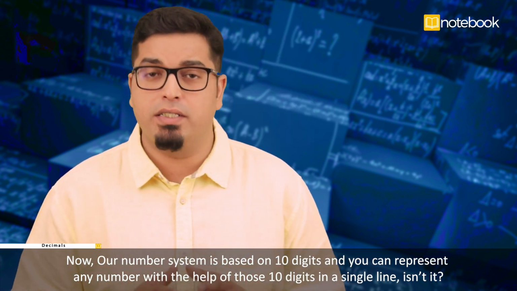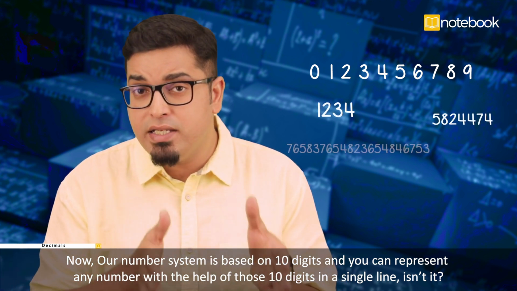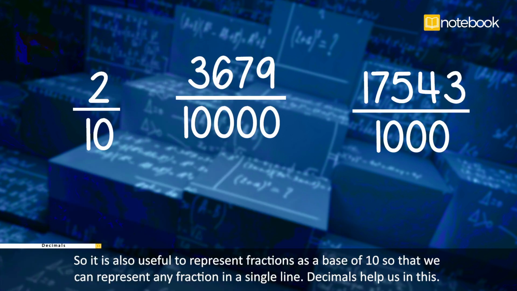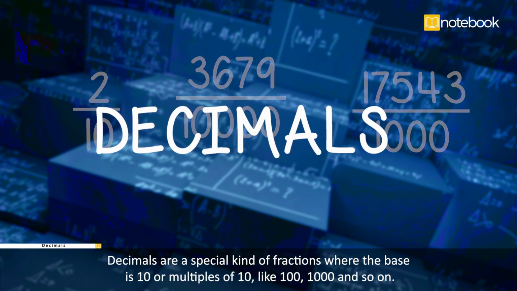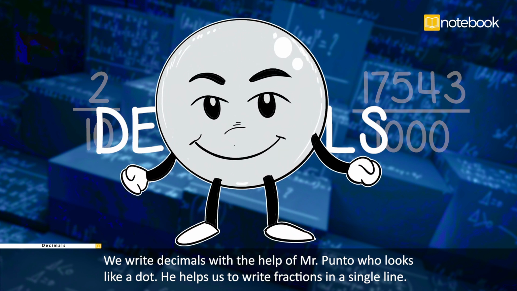Now, our number system is based on 10 digits, and you can represent any number with the help of those 10 digits in a single line, isn't it? So, it is also useful to represent fractions as a base of 10, so that we can represent any fraction in a single line. Decimals help us in this. Decimals are a special kind of fractions where the base is 10 or multiples of 10 like 100, 1000 and so on. We write decimals with the help of Mr. Punto, who looks like a dot. He helps us to write fractions in a single line.